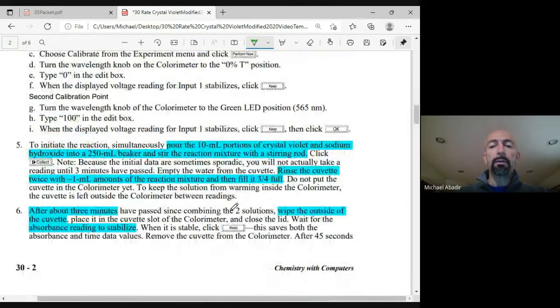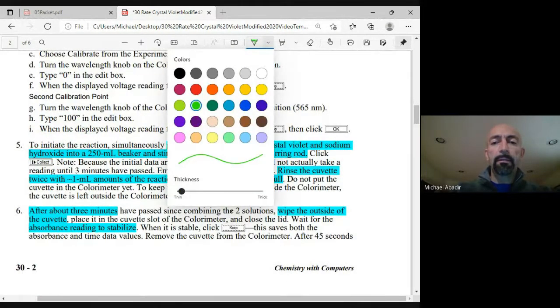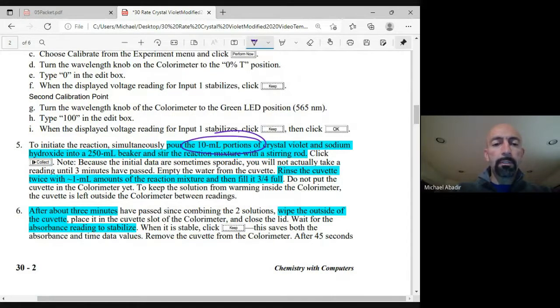So you're going to take your 10 milliliters of each of these, and you're going to mix them together. Let's do that. The purple. You're going to mix the crystal violet with the NaOH together, and you're going to hit collect right away. Collect is not the purple button, it's like a red one, I think, like a triangle, okay? As soon as you mix those two together, you're going to hit collect right away because it starts the timer on the computer. But you don't have to rush. You have a couple of minutes. It's not a computer. It's a LabQuest.